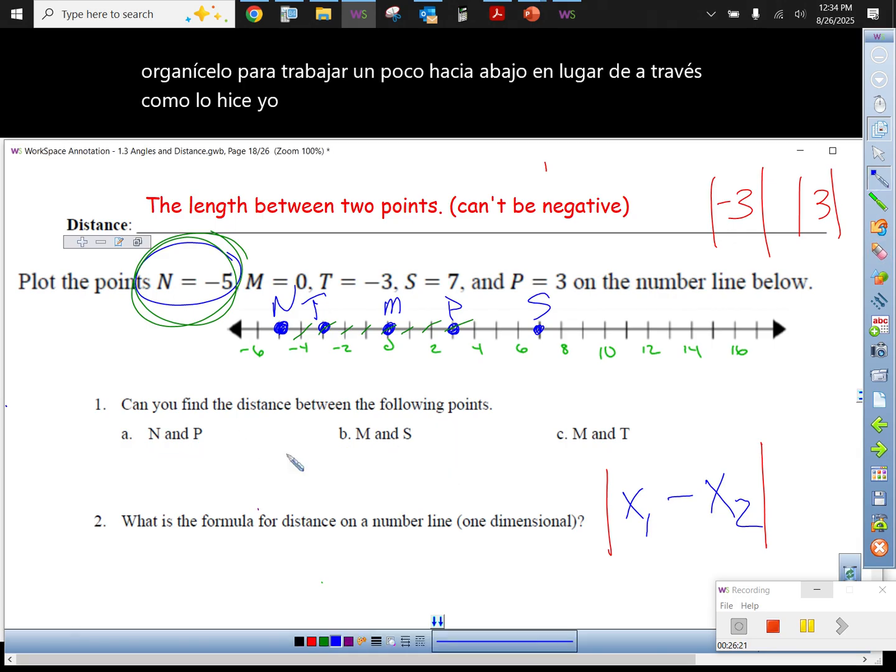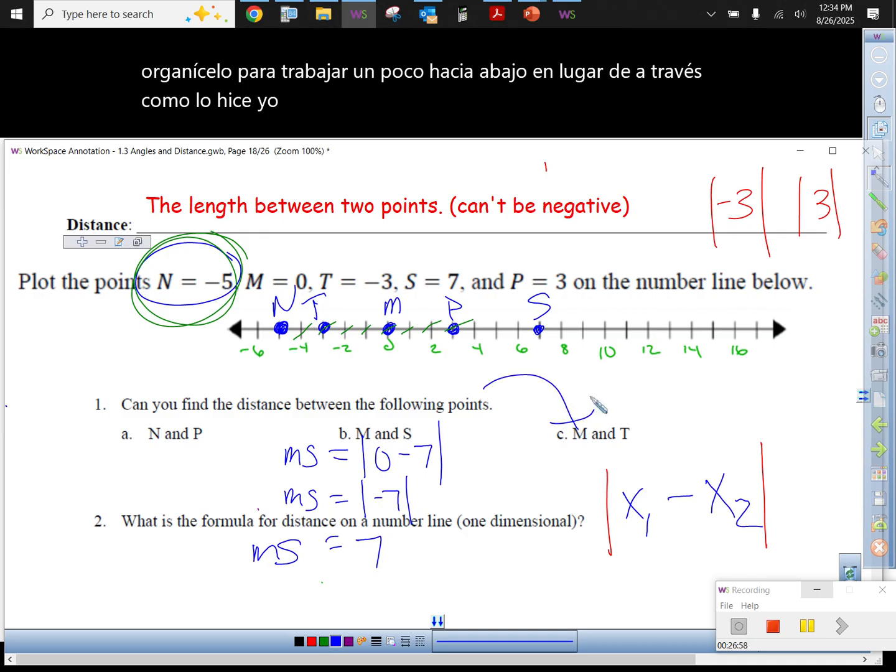Can you find the distance from M to S? I need you to write it like this. That says the distance from M to S equals. Put the absolute value bars, and let's figure out where M and S are located. Where is M? Is it at 0? And S is at 7, and you're supposed to subtract them from each other. Inside the bars, 0 minus 7 is -7. So the distance from M to S is the absolute value of -7, which we usually just call how much? 7.